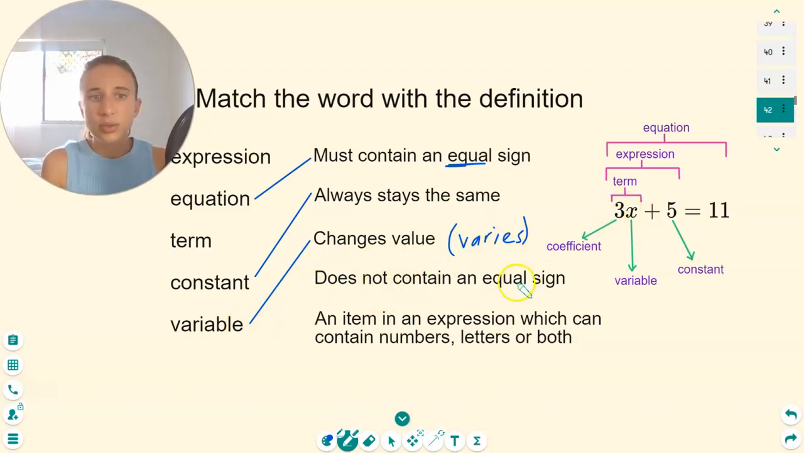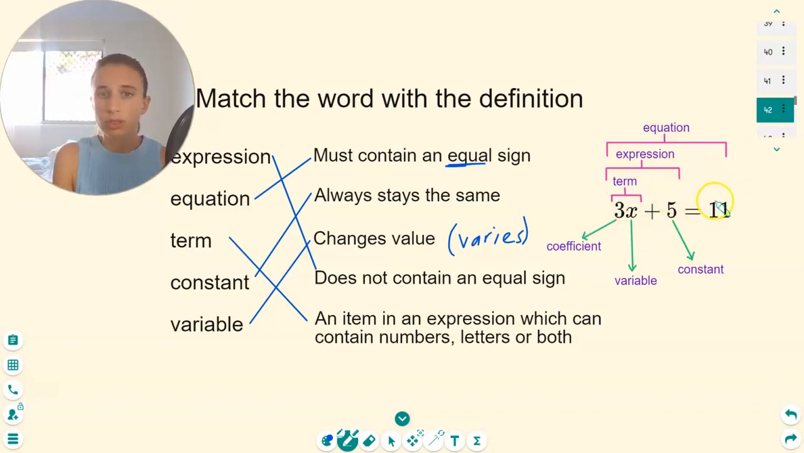Does not contain an equal sign. That is an expression. Remember, the equation is the full thing with the equal sign. The expression, that's an expression. It's on the left-hand side or the right-hand side of the equal sign. And then the leftover bit is just the term. An item in an expression which can contain numbers, letters, or both. So this is a term. This is a term, all right? So an equation or an expression is made up of separate individual terms.